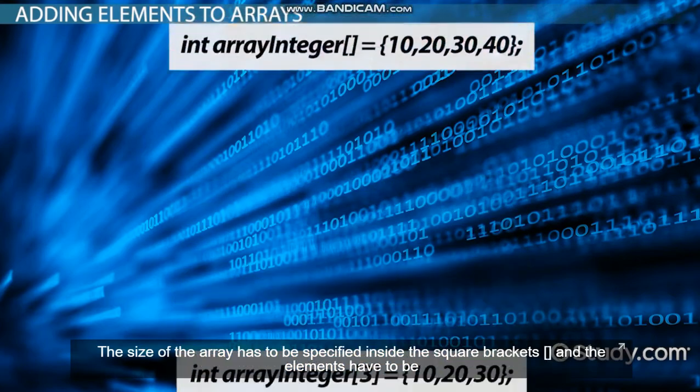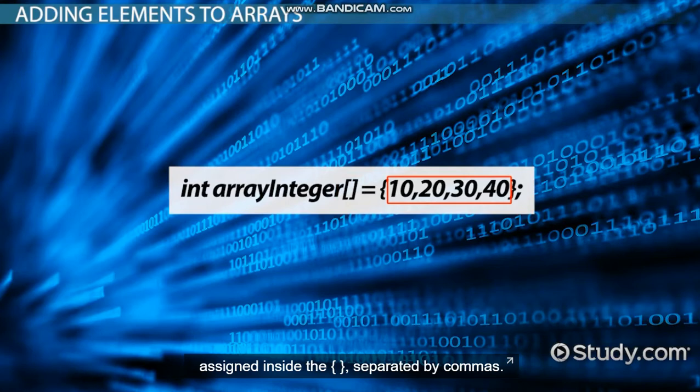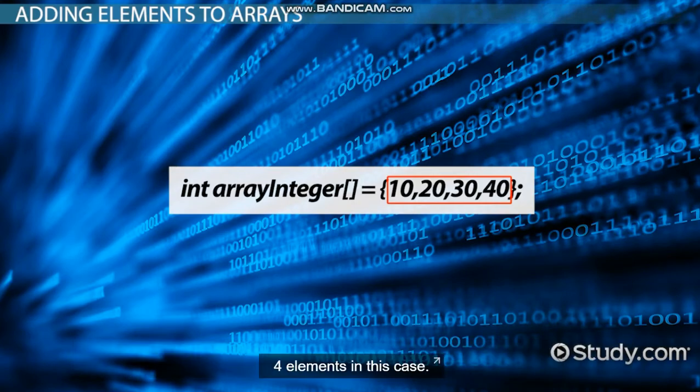The size of the array has to be specified inside the square brackets, and the elements have to be assigned inside the curly braces, separated by commas. If the size of the array is not specified in square brackets, an array is created which is large enough to hold the number of elements listed inside the curly braces, 4 elements in this case.